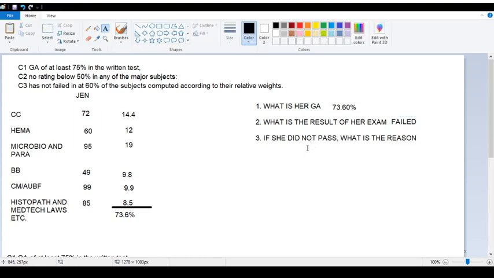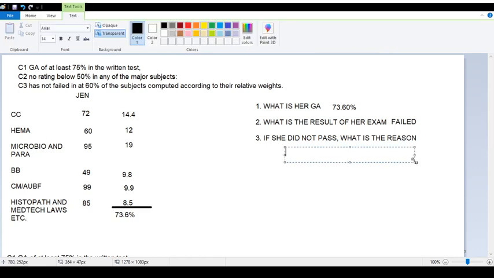If she did not pass, what is or are the reasons? So, para mas madaling i-check, you just have to cite kung ano yung mga hindi niya naipasa na criteria. So, C1, criteria 1, you do not need to indicate or encode any commas or period right after this one. So, C1, she was not able to meet the general average of at least 75%.